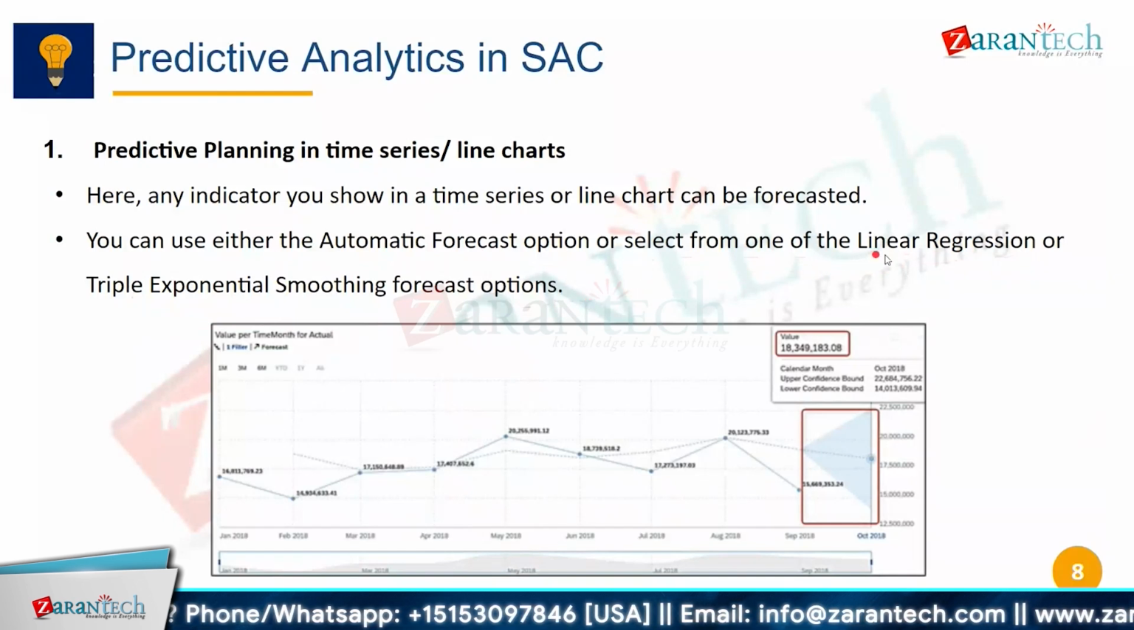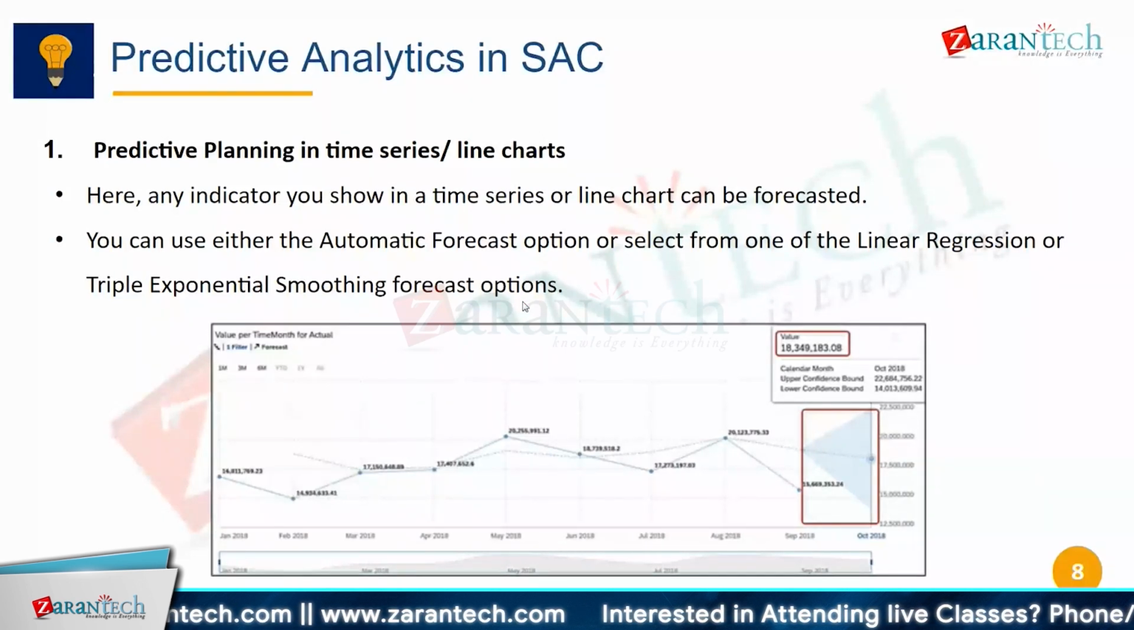There are a few algorithms which are useful for time series forecast predictions. Linear regression and triple smoothing are different algorithms. In case you are familiar with these algorithms and you want to manually select one of them to generate future forecasts, then you can use one of these. These are readily available within SAC. Typically this is how the trend will be.